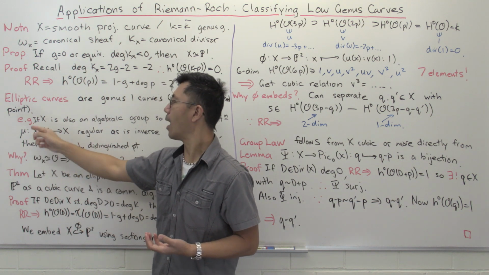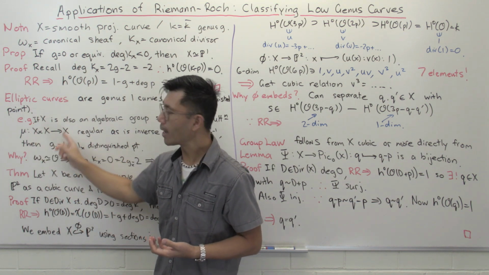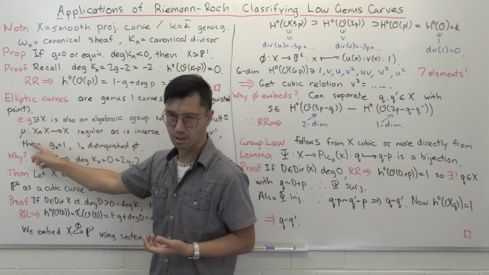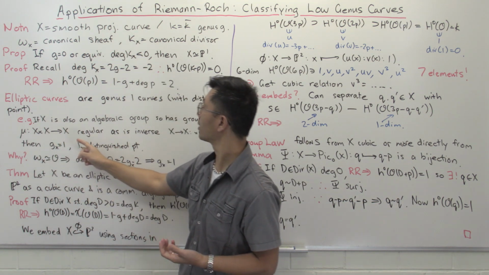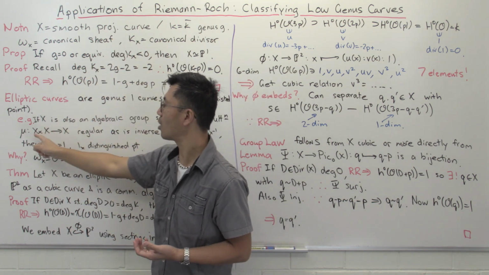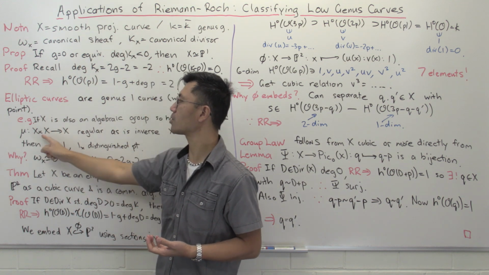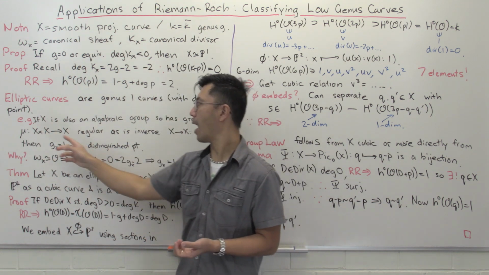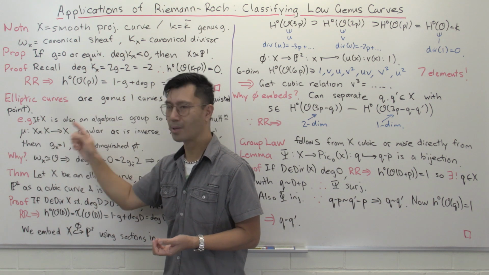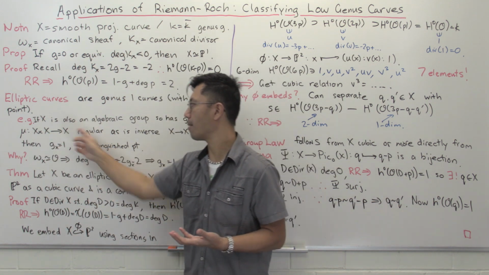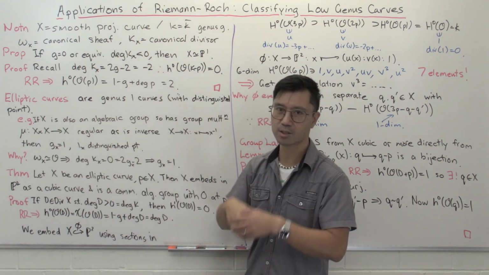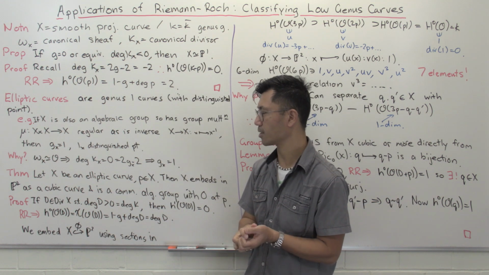in particular. But this is also a map of varieties. In this case, X is a projective curve, so this is a projective variety as well, so it's a map of projective varieties. And we want this map to be regular as a map of projective varieties. Okay, so it's a morphism of projective varieties.